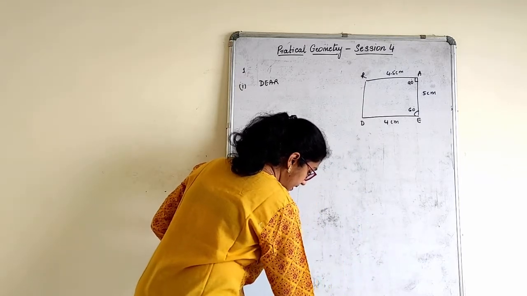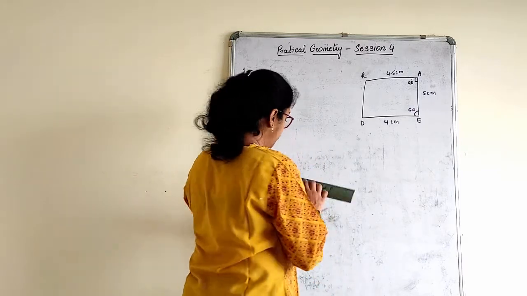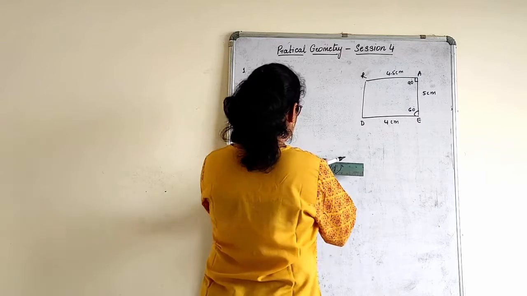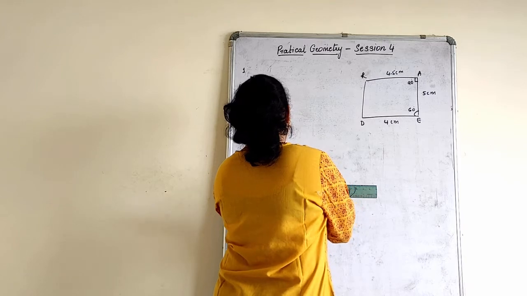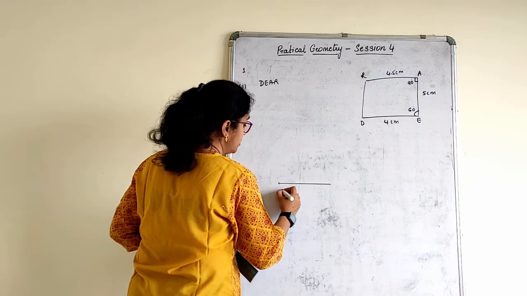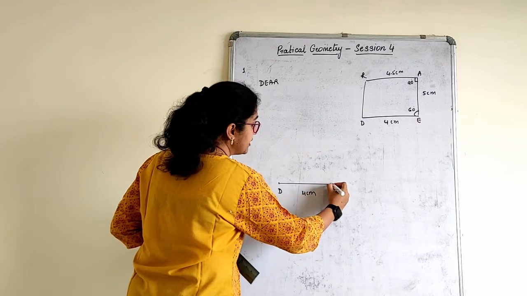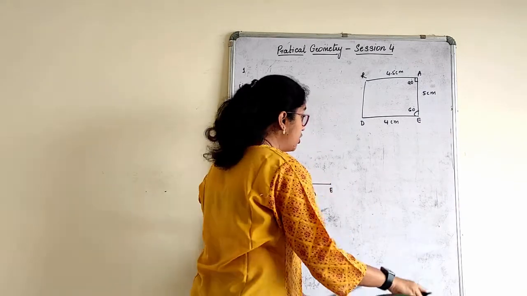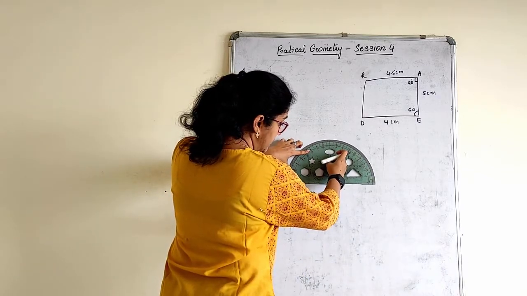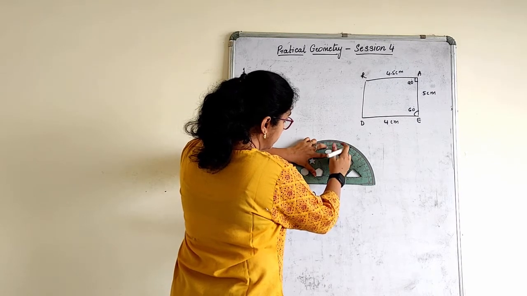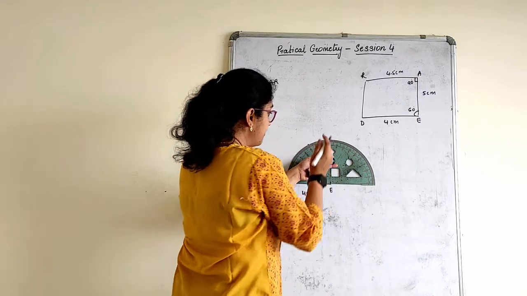What is the measurement of the base given? Measurement of the base given here is 4 cm. We will draw a base with 4 cm. So this is DE, 4 cm. At point E, you have to mark for 60 degree. Keep your protractor here with the line coinciding with this. Mark for 60. 90 is here, so 60 should come inside. 60 will come here.